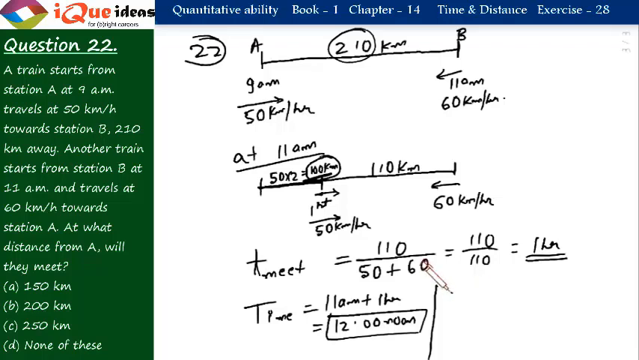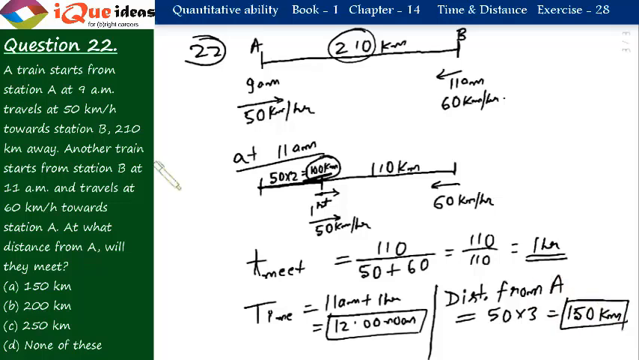So distance from A would be equal to the distance traveled by the first train from 9 a.m. to 12 noon, that is 3 hours. So 50 kilometers per hour into 3, that is 150 kilometers from A. Alright. So 150 kilometers from A is the answer to the question.